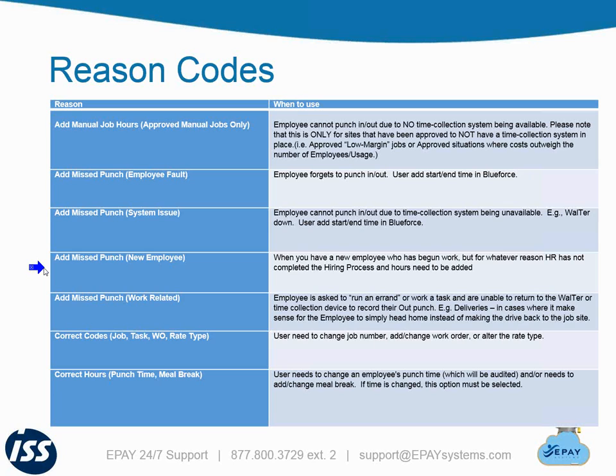In those cases, the employee may not have, more than likely would not have, the hiring process completed in the system, but they are starting to work. In those cases, where you have a new employee working but not officially put into the system or officially available in Blue Force yet, their time has to be entered in the system to get paid. So in those cases, when you add their punches, you can add it as a missed punch for a new employee.